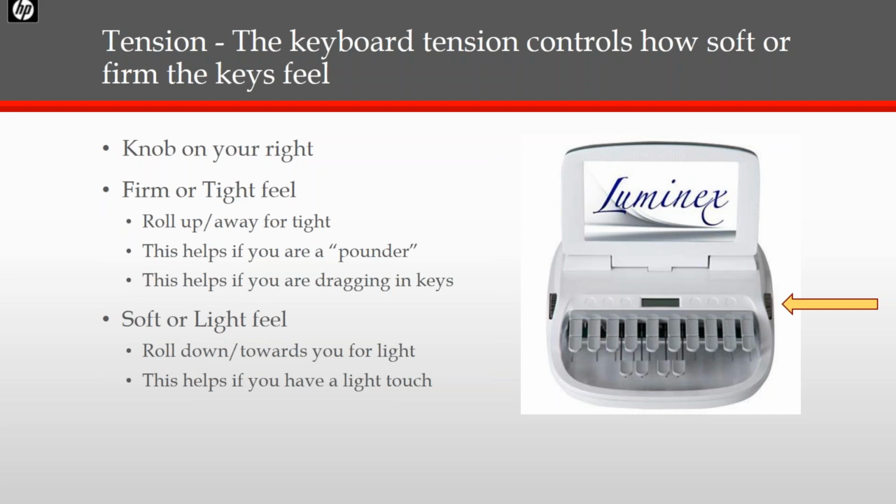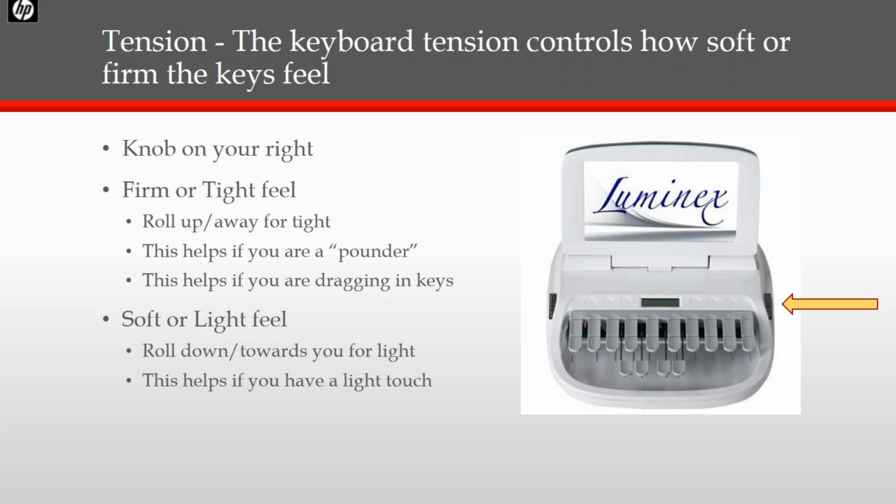The way I remember this is sometimes people are uptight, so when I roll it up, it's tight. What's the advantage, disadvantage? Again, if I'm heavy-handed, if I'm a pounder, I probably want a tighter feel, a firmer stroke, so that I'm not dragging in extra keys that I don't mean to, and vice versa. If I have that light touch, I want less resistance, so it's easier for those keys to show up.